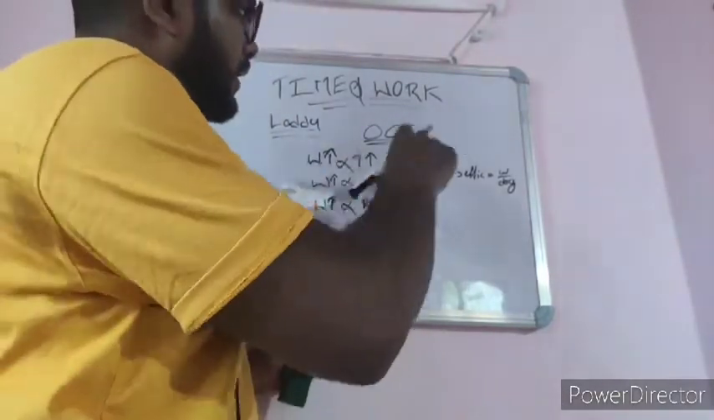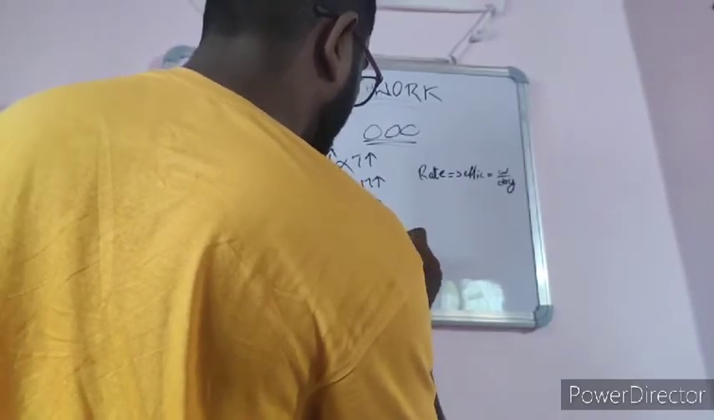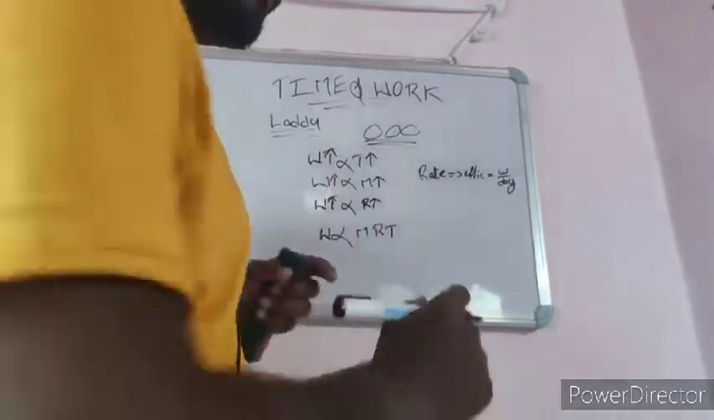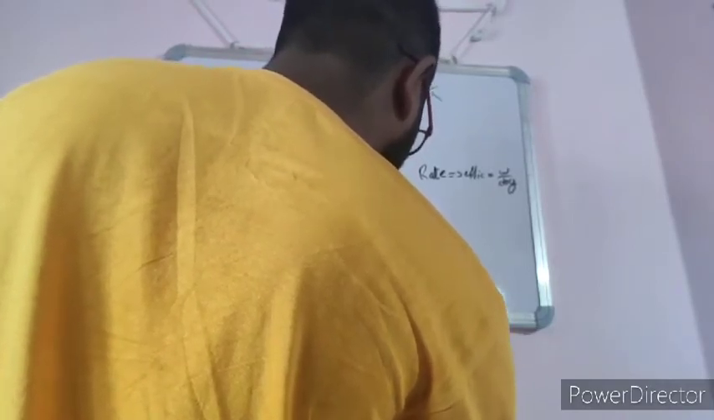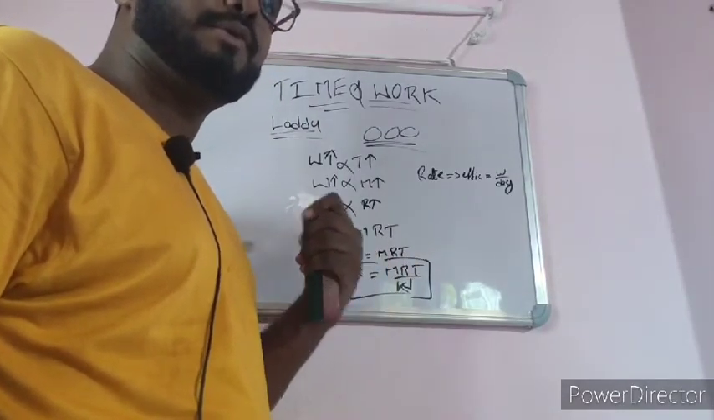Okay, so mathematically we can denote this as work done is directly proportional to T. Can we write this thing? Yes. So we can also write it as, where K is a proportionality constant, a universal proportionality constant.